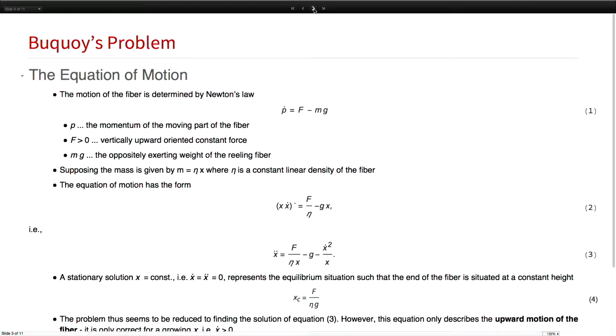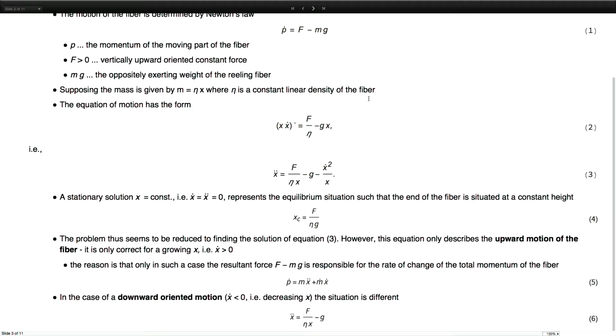A stationary solution represents the equilibrium situation such that the end of the fiber is situated at a constant height. It's equation 4. So it seems that the problem may be reduced to finding the solution of equation 3.